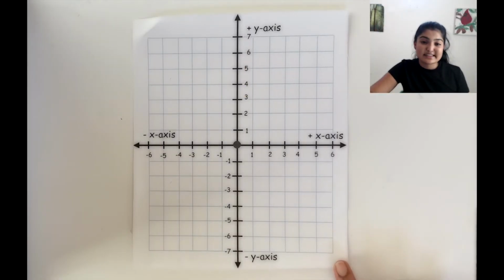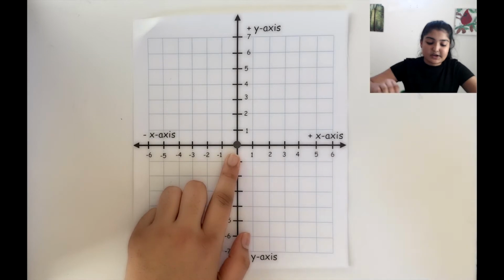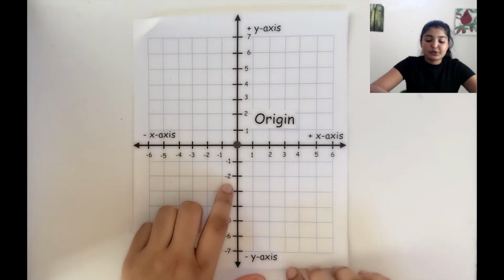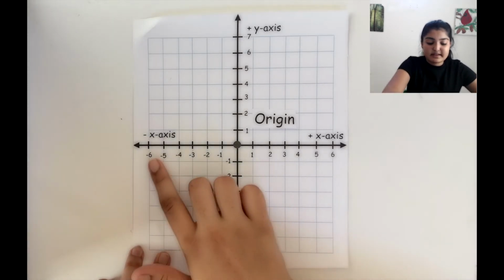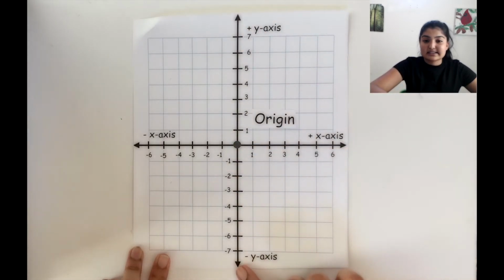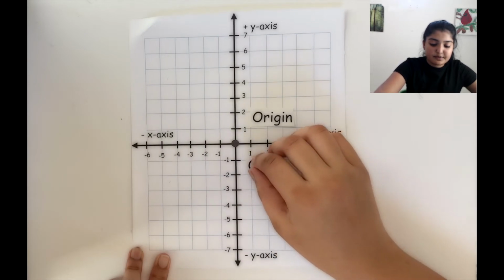Do you know what this is? This is the coordinate plane. This point here is called the origin. The origin is a point which is at the intersection of the x-axis and the y-axis. And it can also be called O.